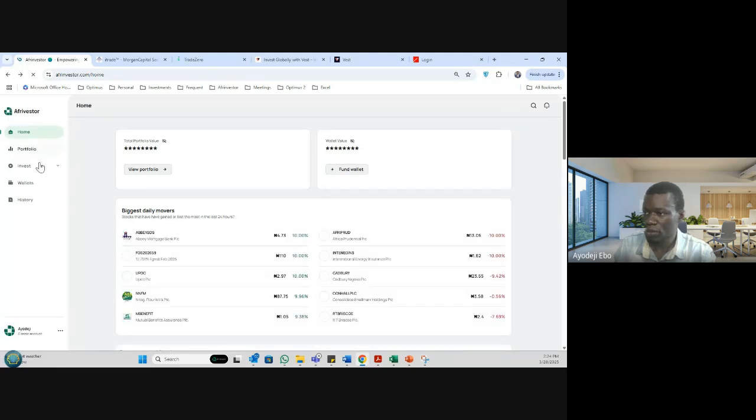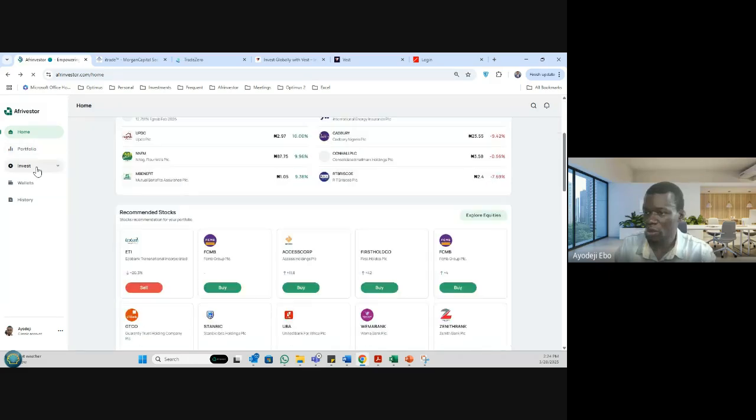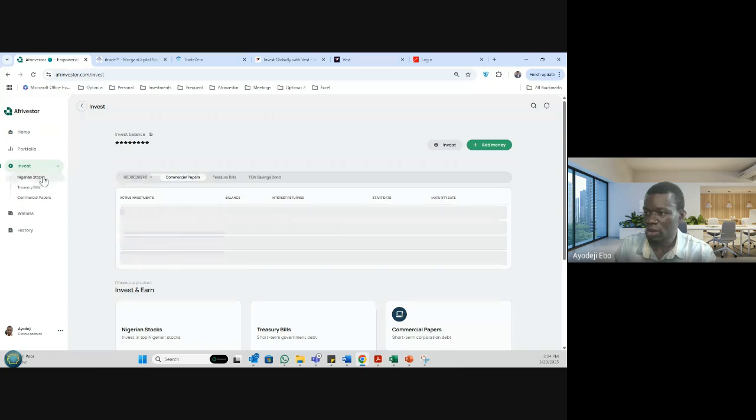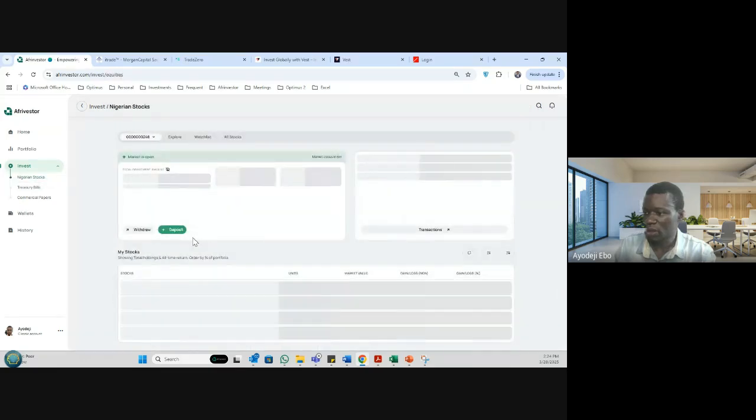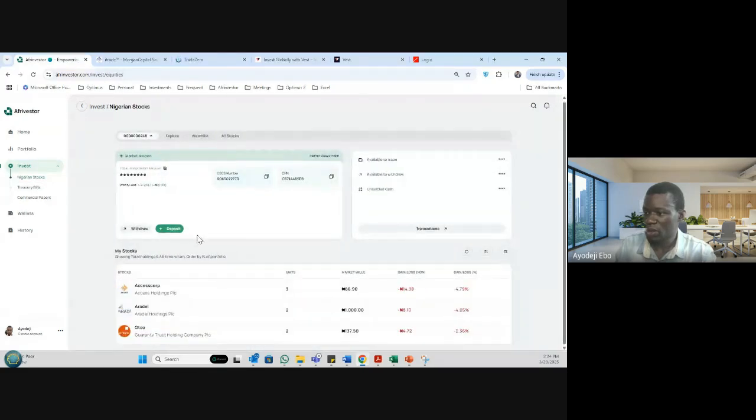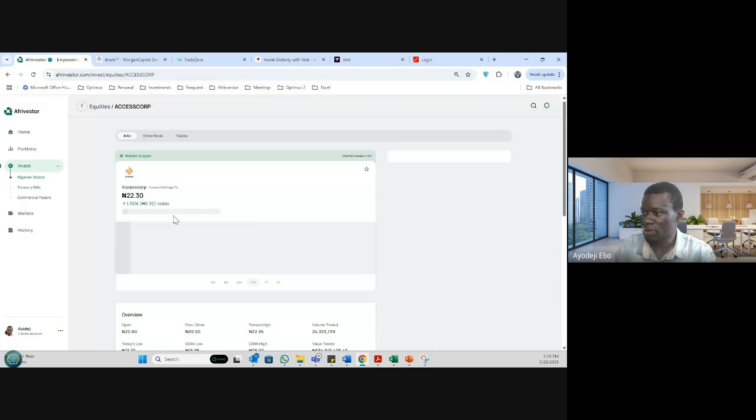If there's any stock you think you want to buy, you go to invest, and you come to Nigerian stocks. You click on Nigerian stocks, and you can click on any stock you think you want to buy, or you search for the stock you want to buy. Sorry, I think the system is freezing, trying to delay. The market is still open.